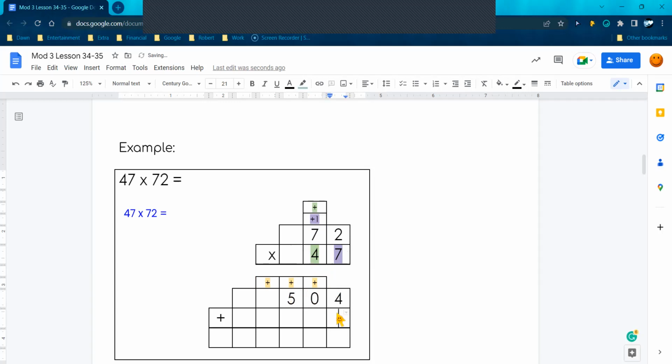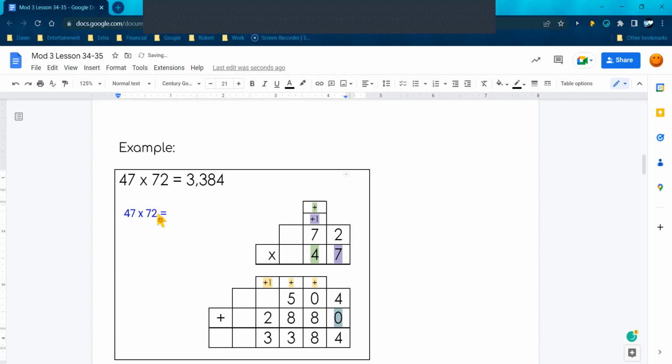I need to put in my placeholder. Then I do 4 tens times 2, which is 8 tens. 4 tens times 7, which is 28. And I do 4 plus 0, 0 plus 8, 5 plus 8, which is 13. Remember, we need to carry. And then 1 plus 2. So here I get 3,384, right? And I'm going to go ahead and write that right here, 3,384.